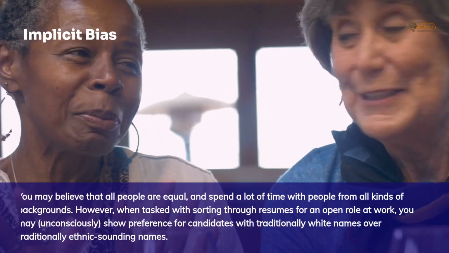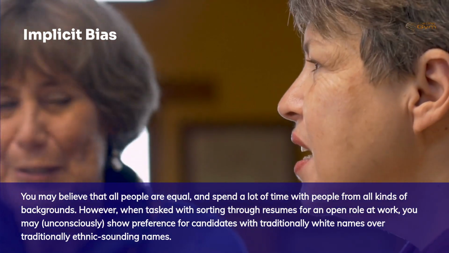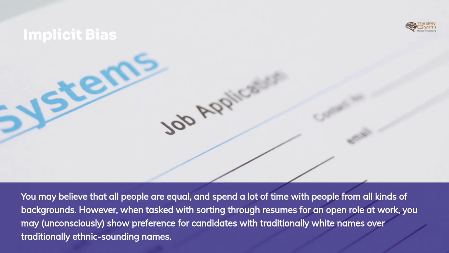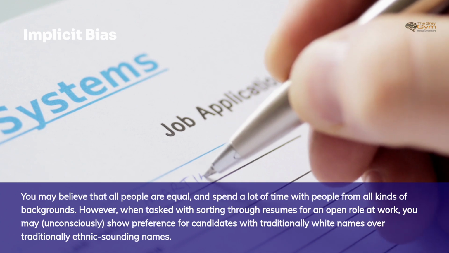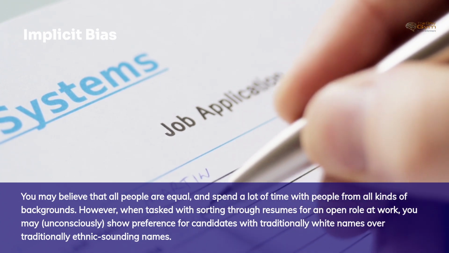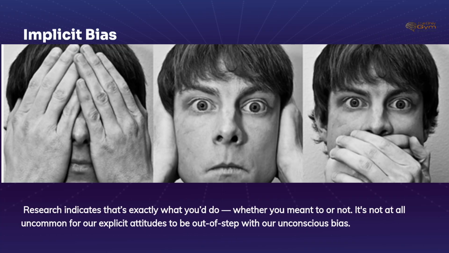For example, you may believe that all people are equal and spend a lot of time with people from all kinds of backgrounds. However, when tasked with sorting through resumes for an open role at work, you may unconsciously show preference for candidates with traditionally white names over traditionally ethnic sounding names. Actually, research indicates that that's exactly what you will do whether you meant to or not. Now, it's not at all uncommon for our explicit attitudes to be out of step with our unconscious bias.